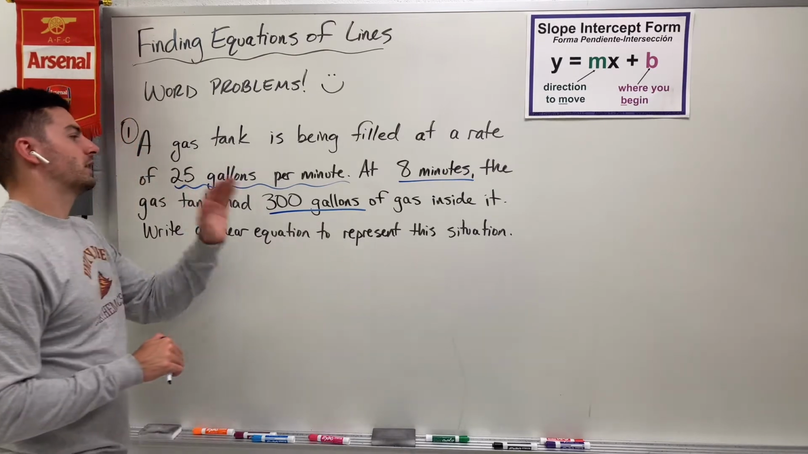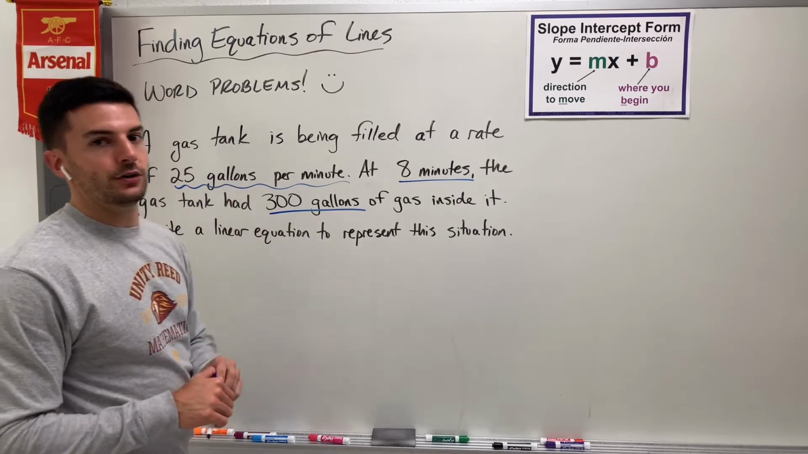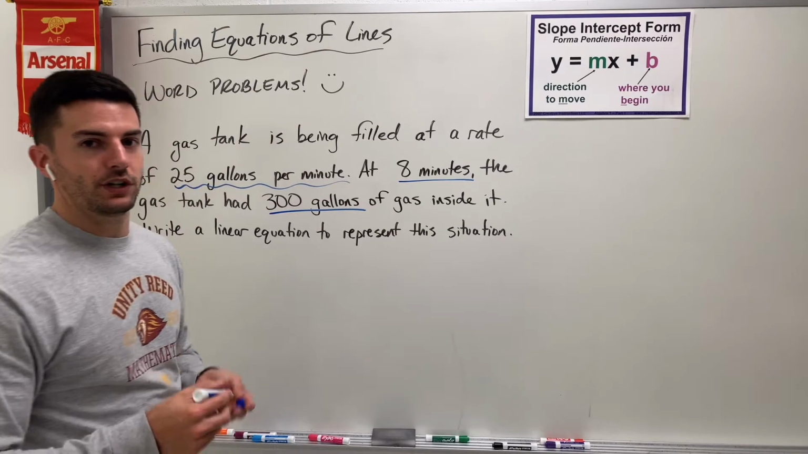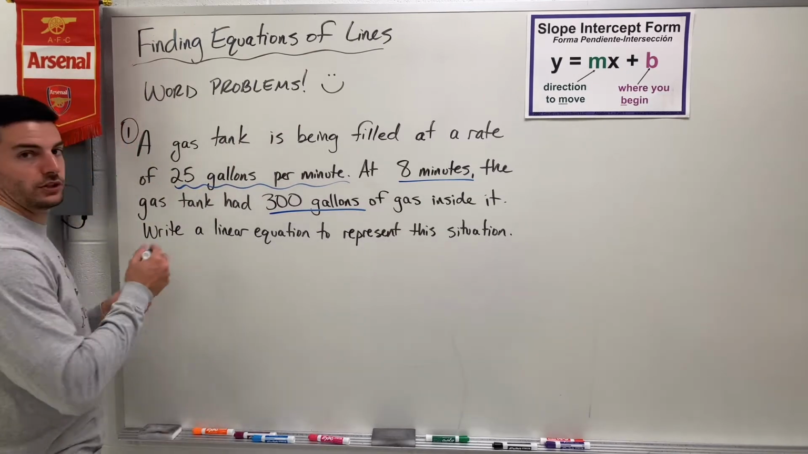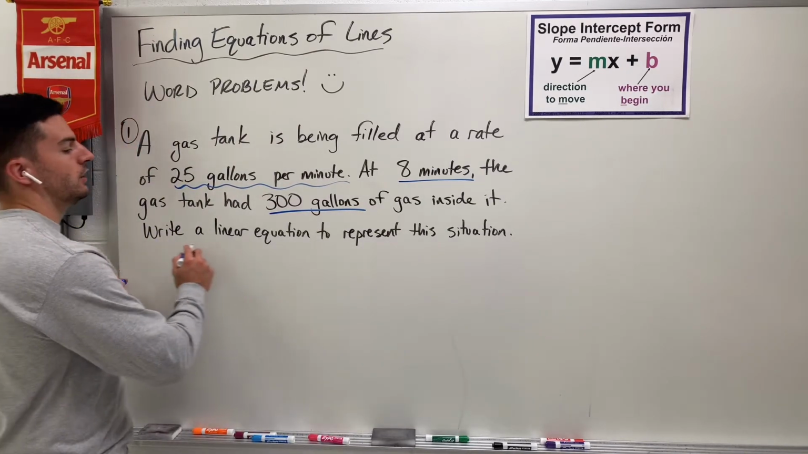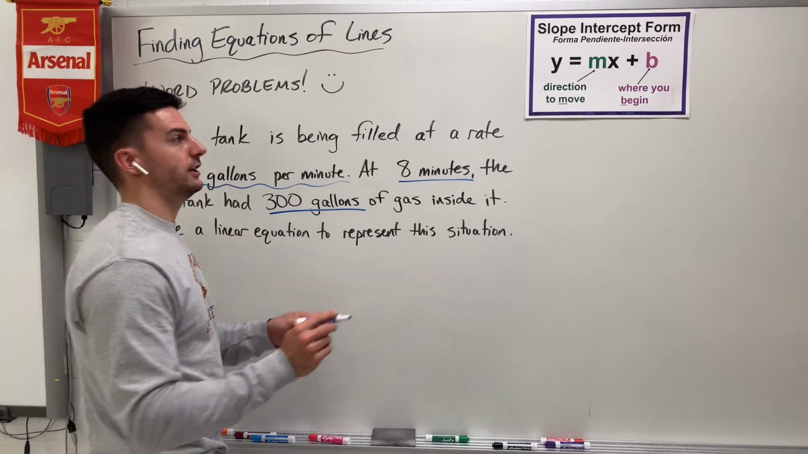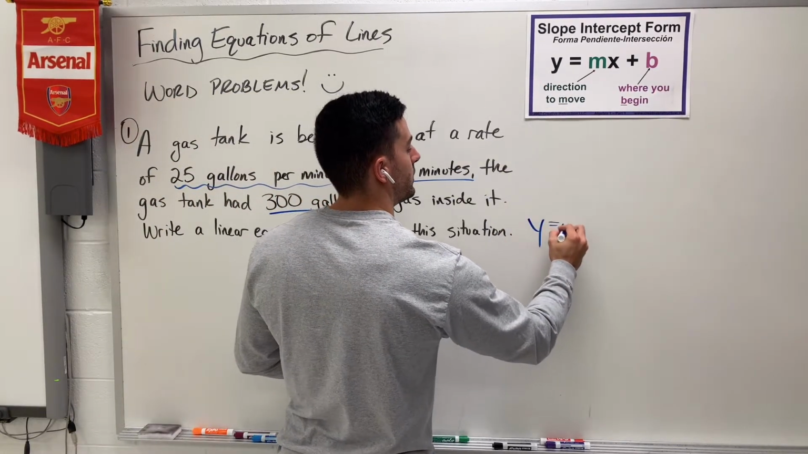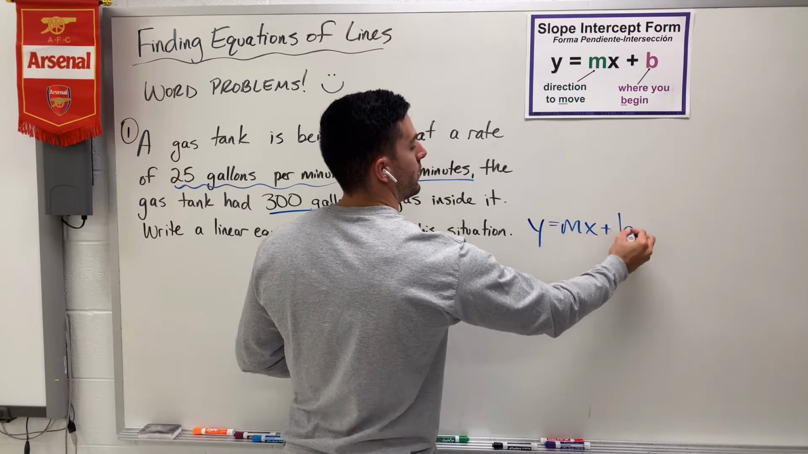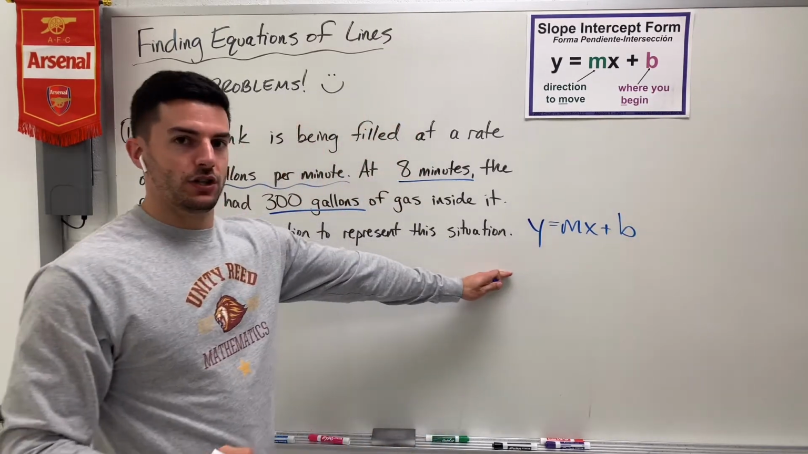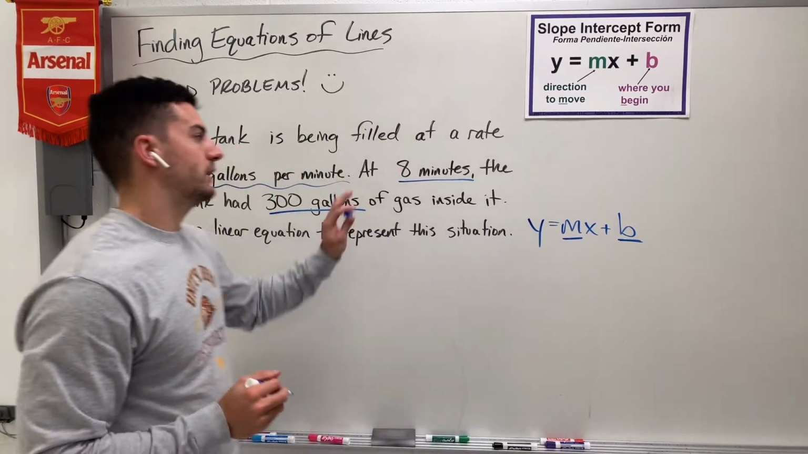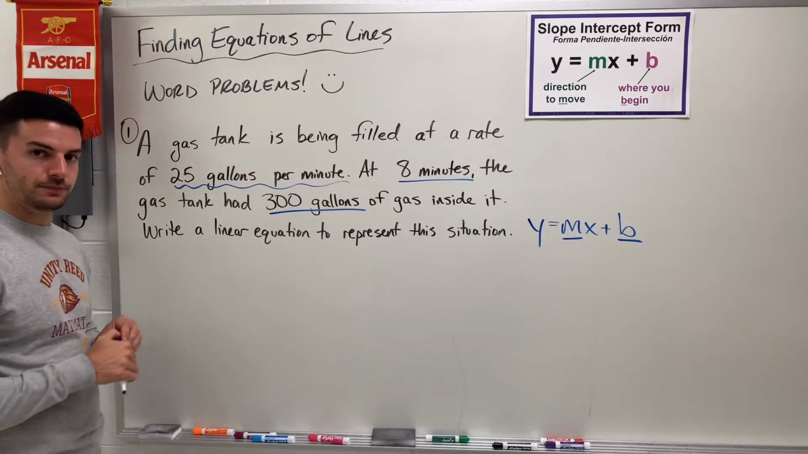Okay, so we're given this important info. And again, what am I trying to find? What is my answer supposed to be? Again, you look at the question at the end. It's asking write a linear equation. Linear equation means y equals mx plus b. So I need to find a y equals mx plus b equation, filling in my m and b values with the given information, okay?